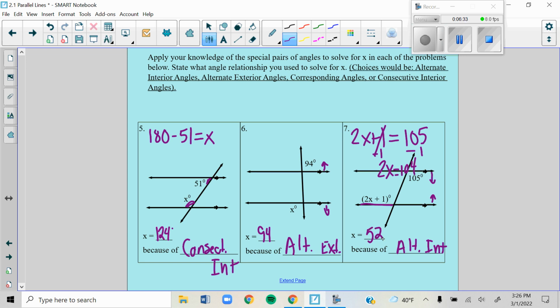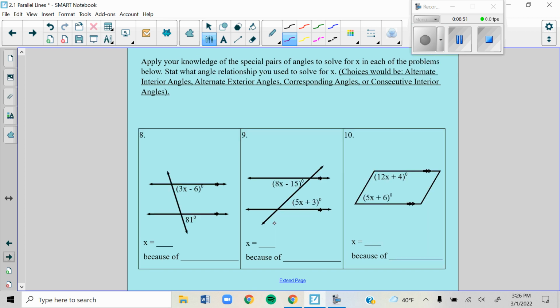Now here, the difference between problem 7 and problem 6 is that in 7, x is in this whole little expression here, whereas x is not on this side. So I can put a degree symbol with x on 6, but I wouldn't on 7 because it's part of an expression. All right, let's go ahead and turn to the back side of the paper.